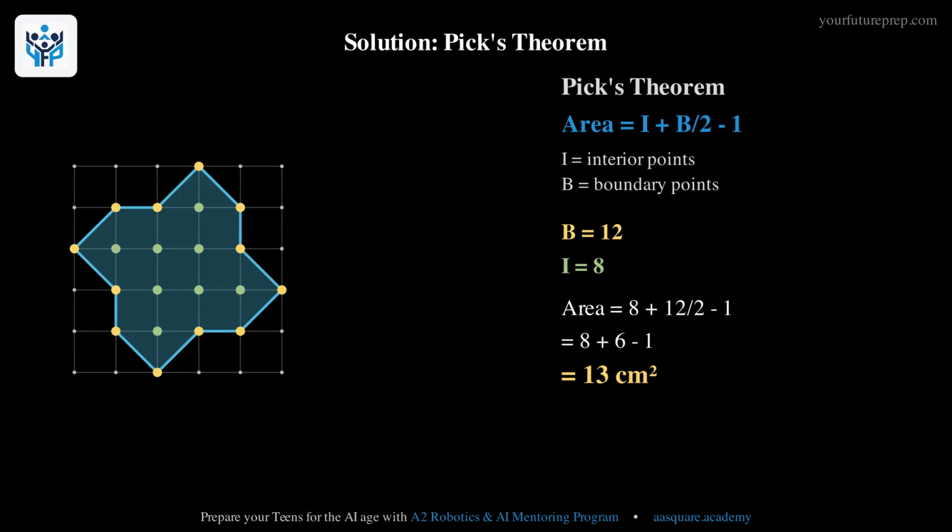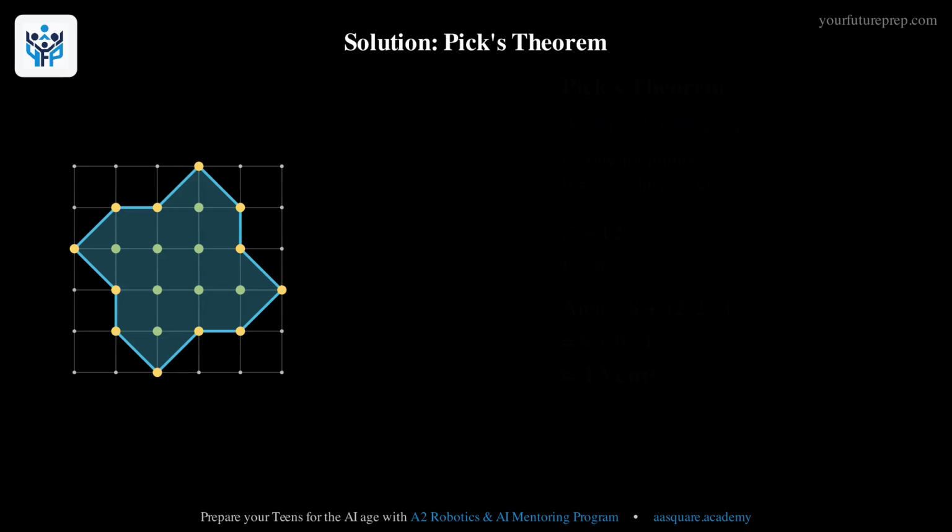You can double check this by cutting the figure into a central 3 by 3 square of area 9, plus 4 little triangles of area 1 each, giving 9 plus 4, which is also 13. The area is 13 square centimeters. Choice C. The answer is 13.